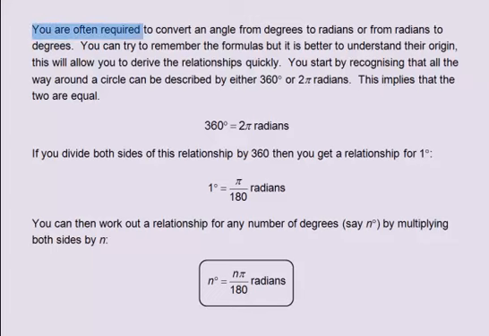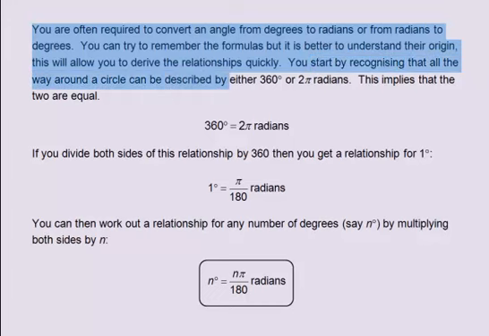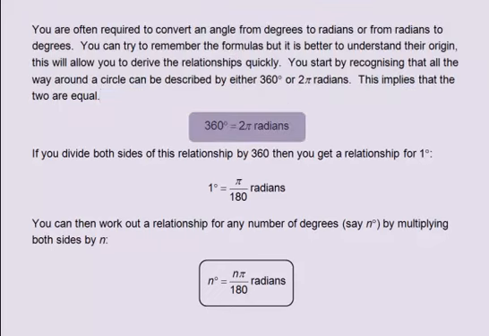You are often required to convert an angle from degrees to radians, or from radians to degrees. You can try to remember the formulas, but it is better to understand their origin. This will allow you to derive the relationships quickly. You start by recognising that all the way around a circle can be described as either 360 degrees or 2 pi radians. This implies that the two are equal. 360 degrees equals 2 pi radians.